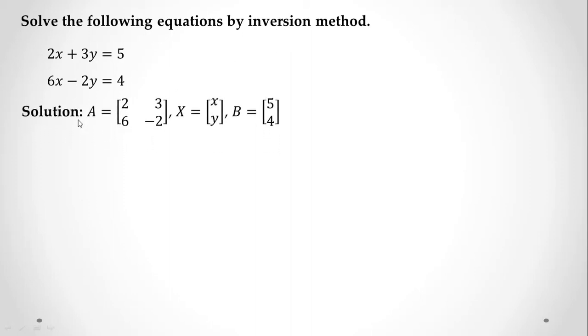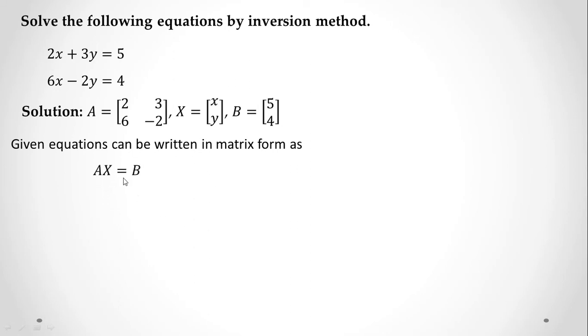So let us see the solution. First of all, we write the matrix A, which is the matrix of coefficients, that is 2, 3, then 6, minus 2. Then matrix X is of unknowns, that is x, y, and matrix B, the right hand side, is constants, that is 5, 4. Now the given equations can be written in matrix form as, so we know how to convert the given pair of equations into matrix form, like this: Ax is equal to B.